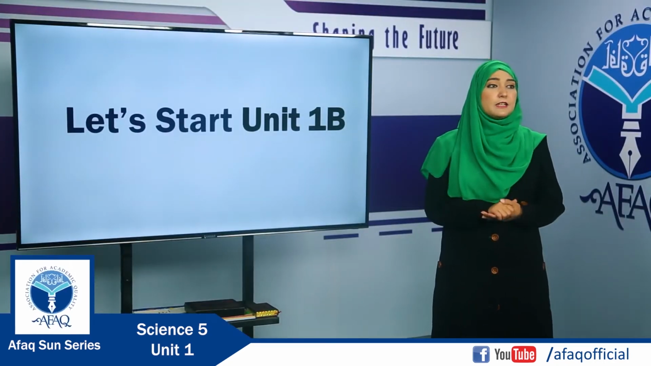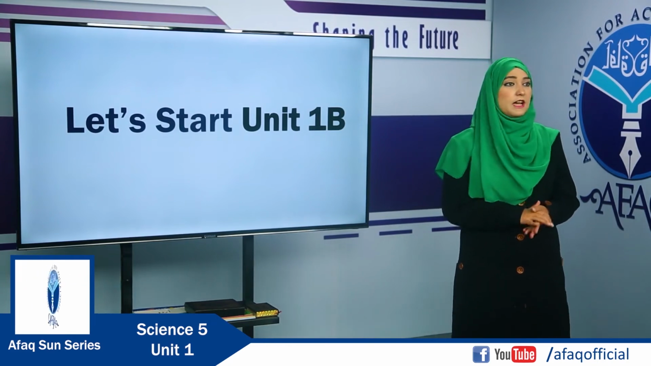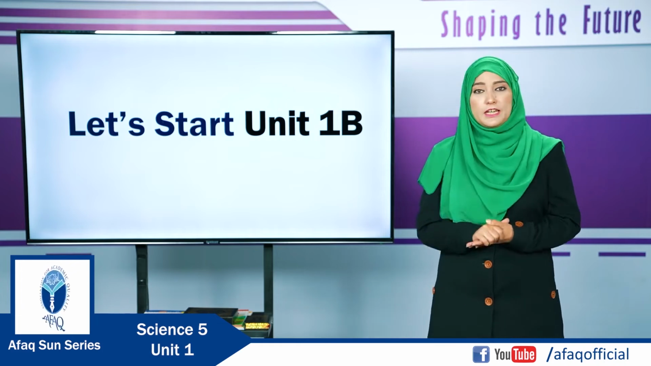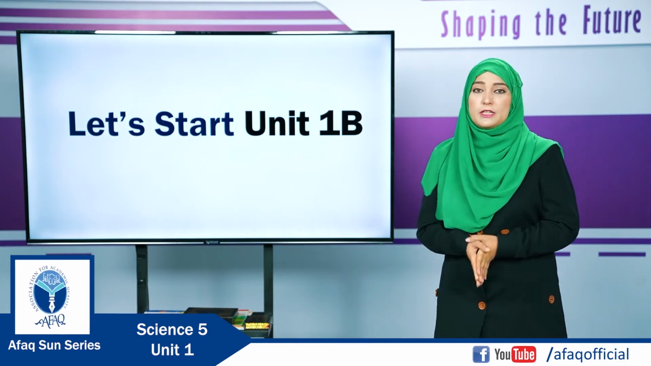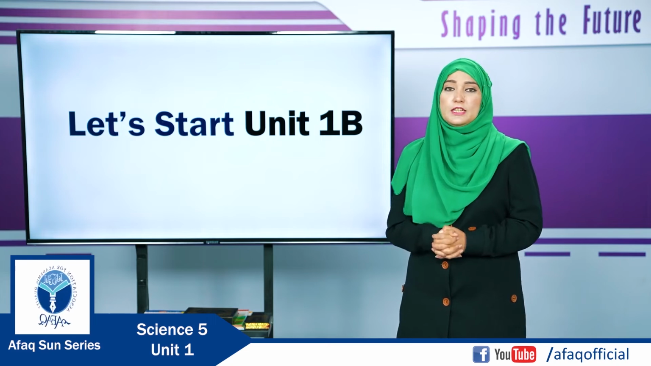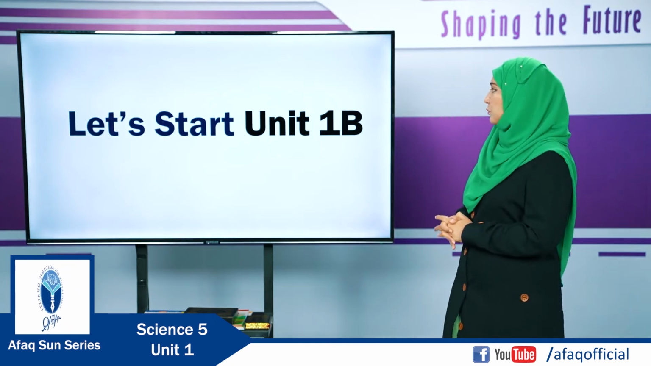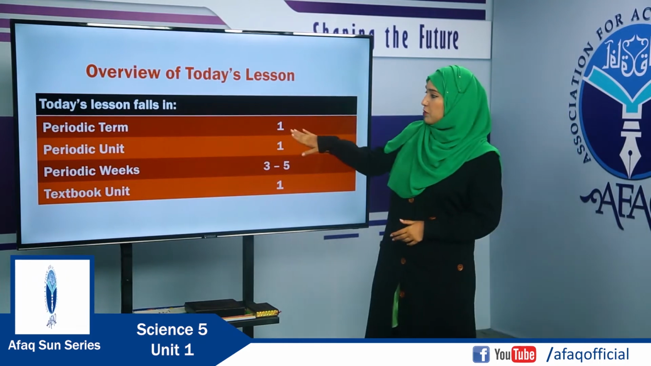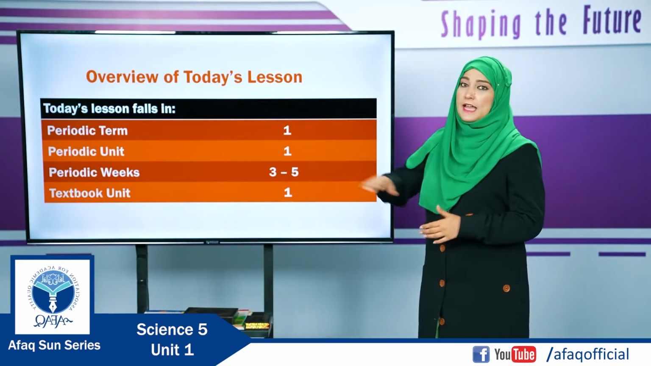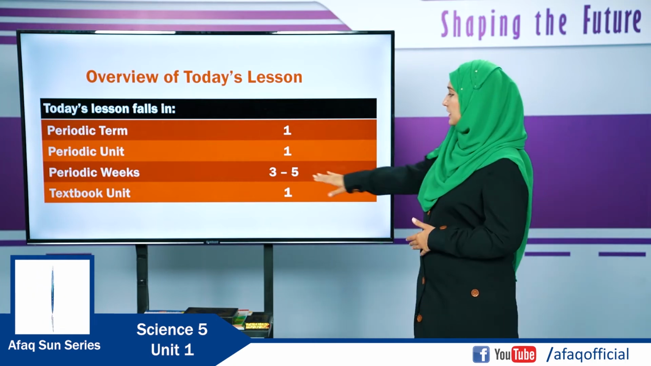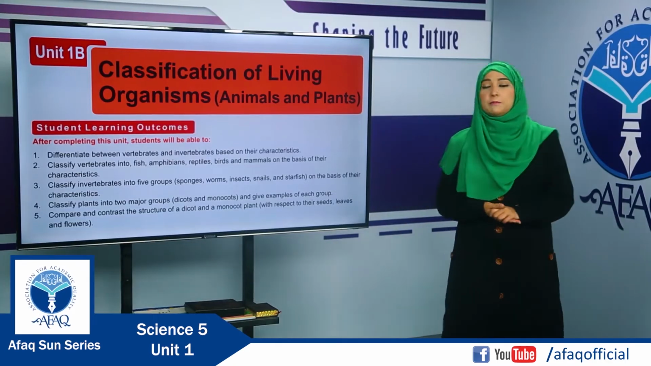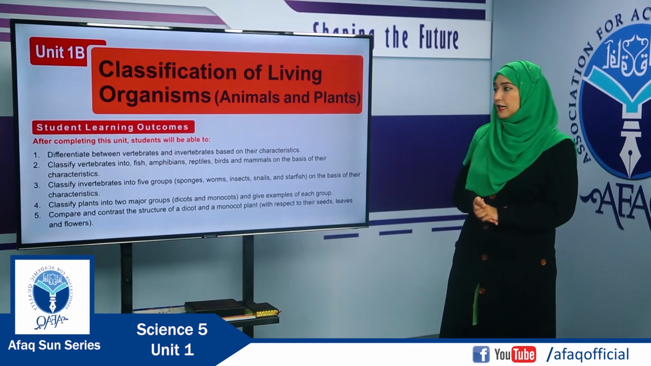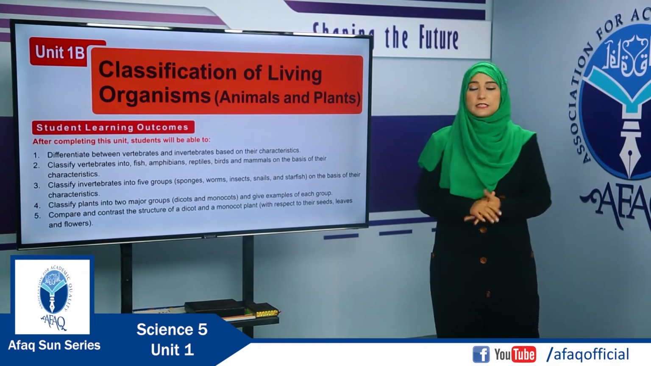Dear students, as I have told you in the previous video, our Unit 1 of the textbook is divided into 2 parts, Unit 1A and Unit 1B. You have read about Unit 1A in the previous lecture. Now we will learn about Unit 1B. Our Unit 1B falls in periodic term 1, periodic unit 1, and it will be covered in periodic weeks 3 to 5. Unit 1B is classification of living organisms, animals and plants, and we will cover 5 SLOs in this unit.